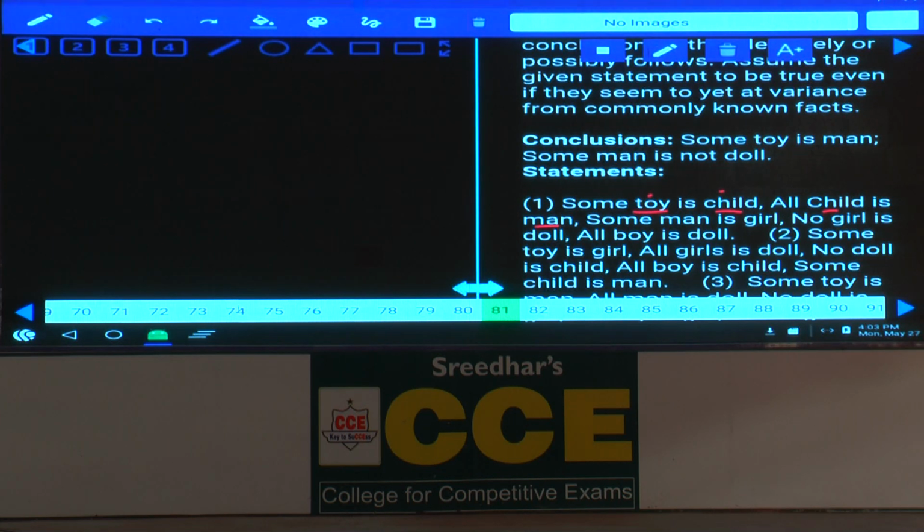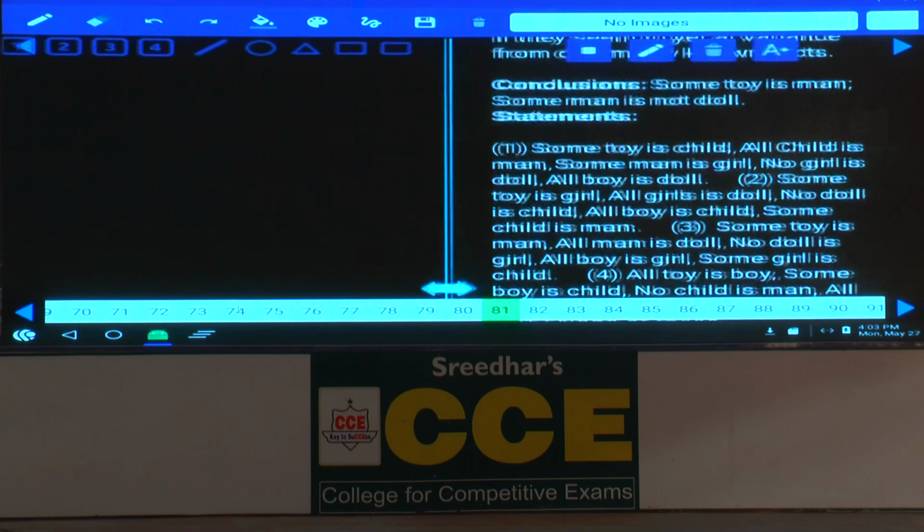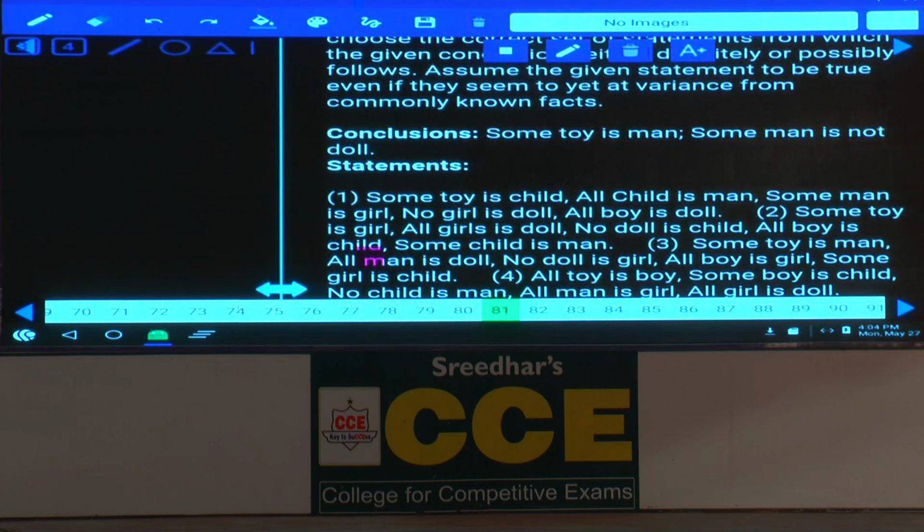Then coming to this first case. Now in this conclusion: some toy is man, some man is not doll. Now it is a negative conclusion. First, let us finalize this negative conclusion here. In order to have a negative conclusion, we need to have a negative statement, isn't it? Where is the negative statement here? No girl is a doll. Now this is the negative statement.